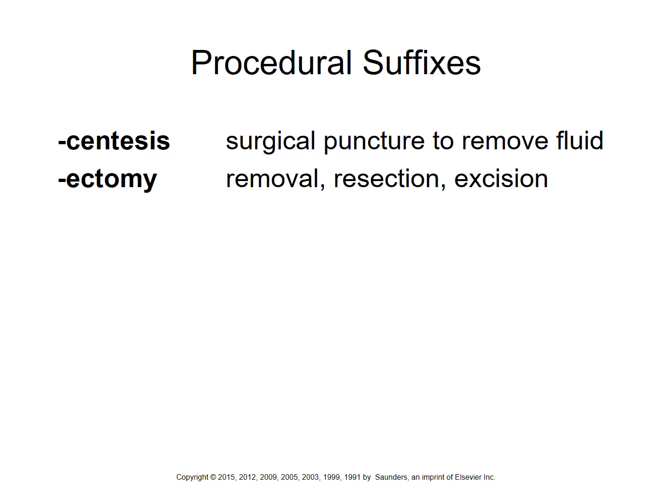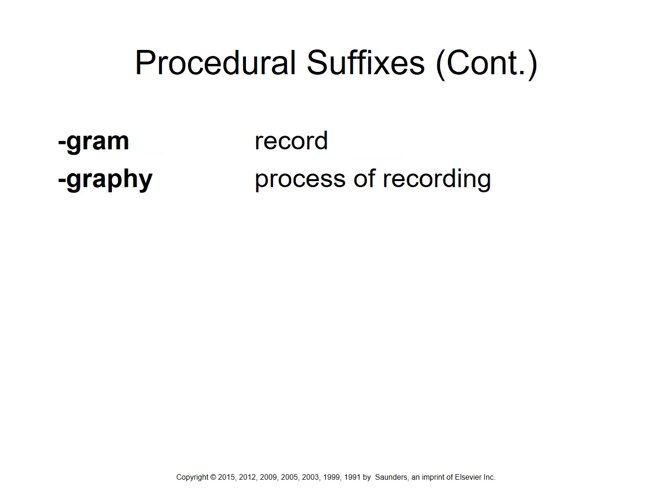Let's move on to some procedural suffixes. Centesis. Centesis means a surgical puncture to remove fluid. Ectomy means removal, resection, excision, ectomy. Gram is to record. Graphy is the process of recording.